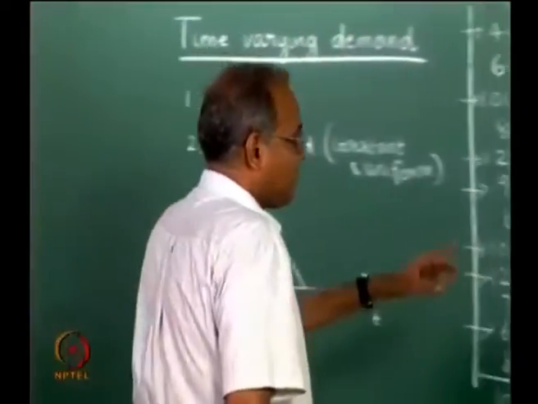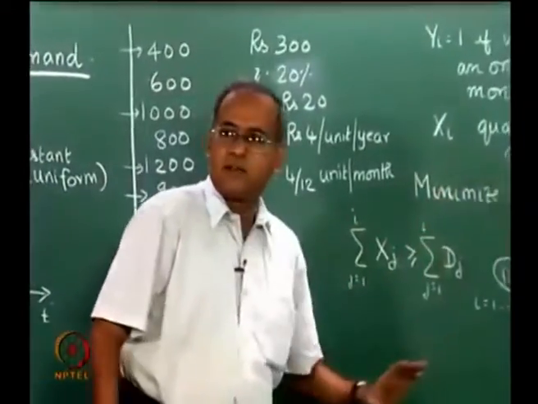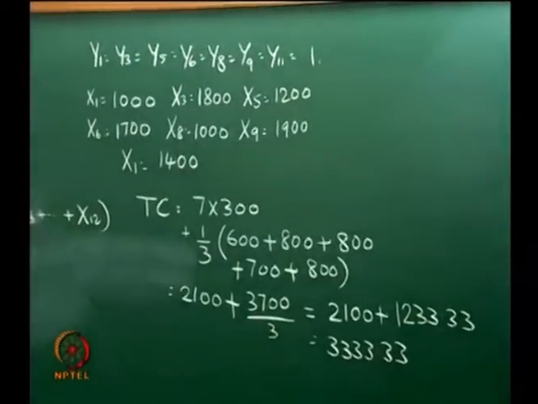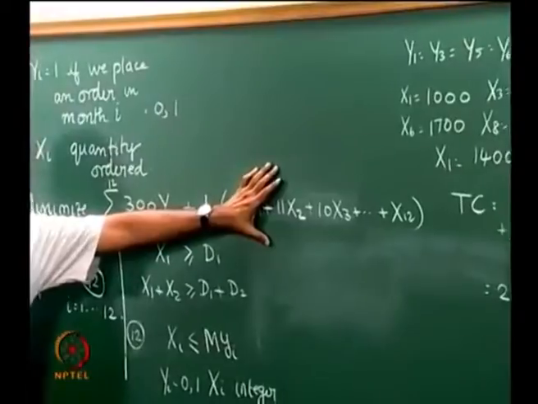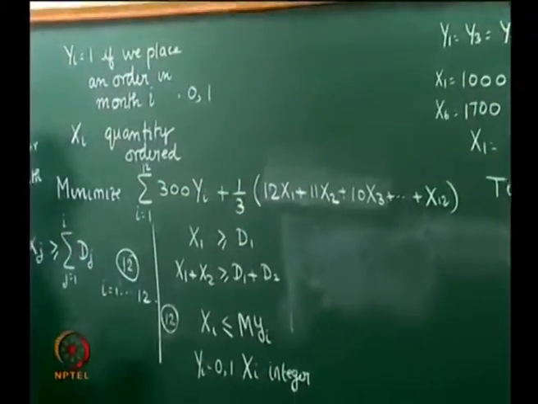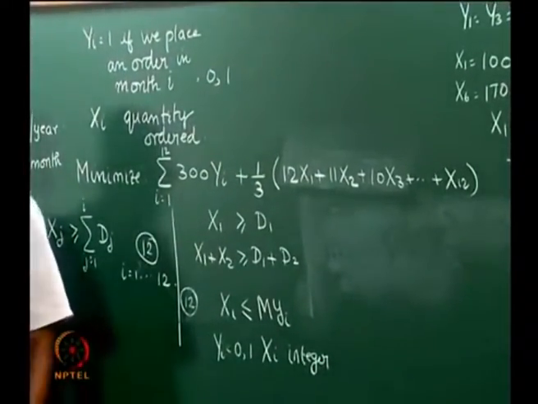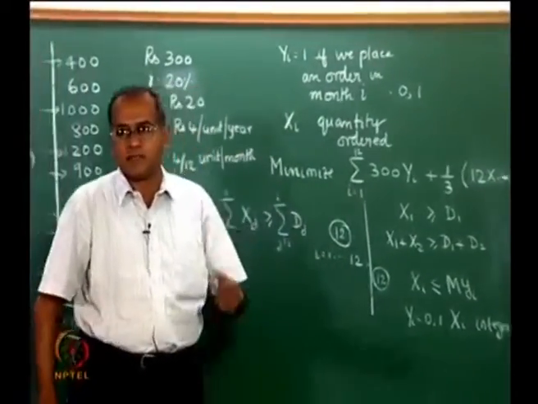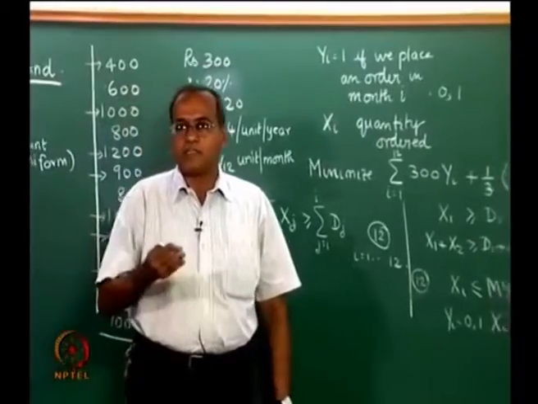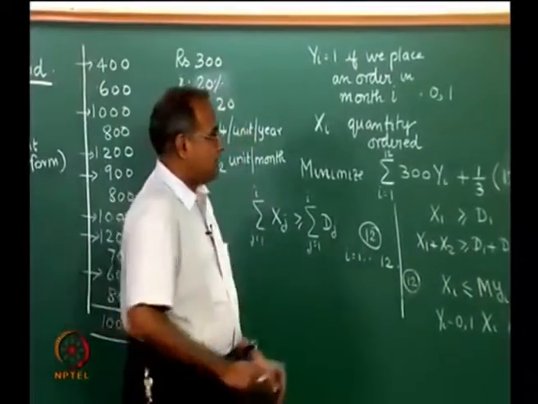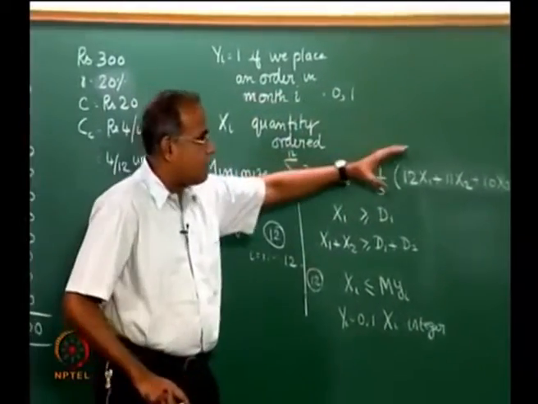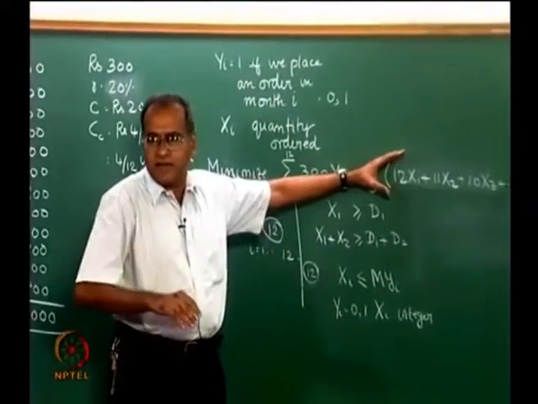So while writing this formulation, I had mentioned that the objective function has 2 terms. One is the order cost term and the other is the inventory carrying cost term. While writing the formulation, I mentioned that the inventory cost can be calculated either based on the ending inventory or based on the average inventory. Now this expression was written when we had the ending inventory in mind.